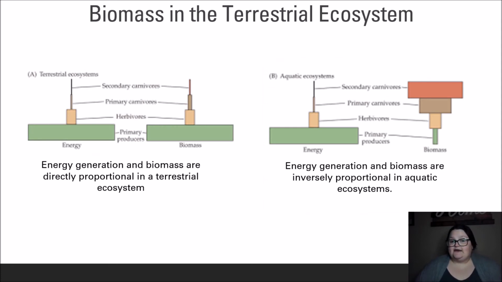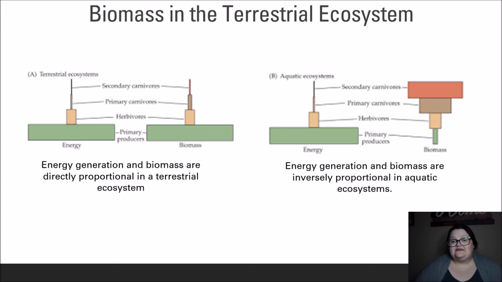Let's stop and take a moment to discuss the connection between energy generation and biomass. In terrestrial ecosystems, there is a directly proportional relationship between the two. The majority of the biomass is made up of organisms that are photosynthetic. This means that plants make up the largest percentage of the mass of the ecosystem.